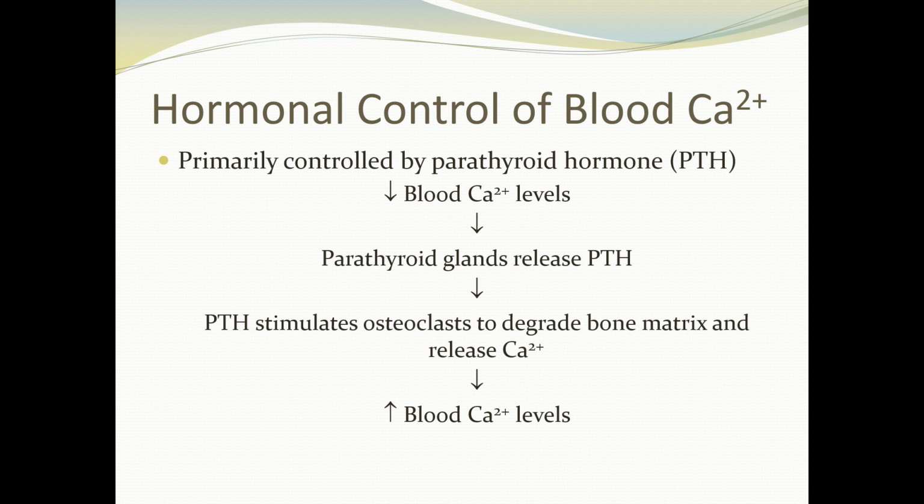So the hormonal control of blood calcium levels will be primarily controlled by the parathyroid hormone. And this is what stimulates the release of parathyroid hormone. If there is a drop in blood calcium levels, then the parathyroid gland will release parathyroid hormone. Parathyroid hormone will then stimulate osteoclasts to degrade the bone matrix and release calcium into the blood. And this will increase blood calcium levels to the homeostasis regulation point.